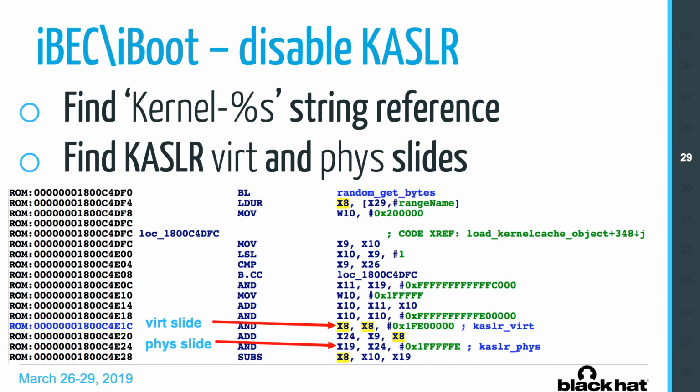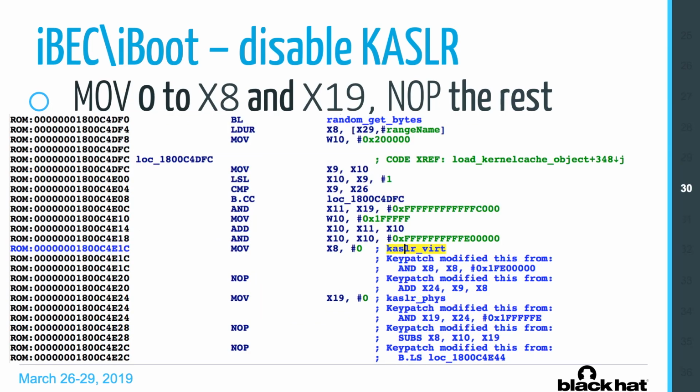Unfortunately, in a release kernel and release iBoot, there's no easy way to disable KASLR, because Apple just strips out the code that respects the KASLR boot argument. But what we can do is relocate it with a 0 offset. So in my case, I just put 0 in x8 and x19 and nop out the rest, which means the kernel will be relocated with a 0 offset and stay at the same address.